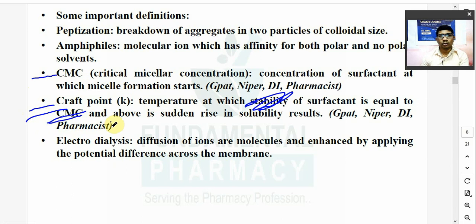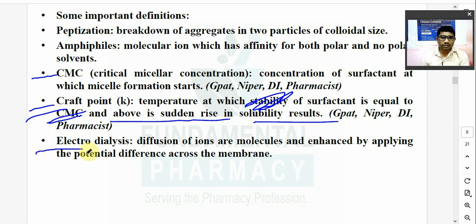Above the CMC, above the Kraft point, there is a sudden rise in solubility. A question has come on this. Above the CMC, what will happen to the solubility of the surfactant? Above the Kraft point, what will happen? Below the Kraft point, what will happen? Above the Kraft point, there is a sudden increase in the solubility of surfactant. Below the Kraft point, the surfactant is insoluble. Okay, remember this.